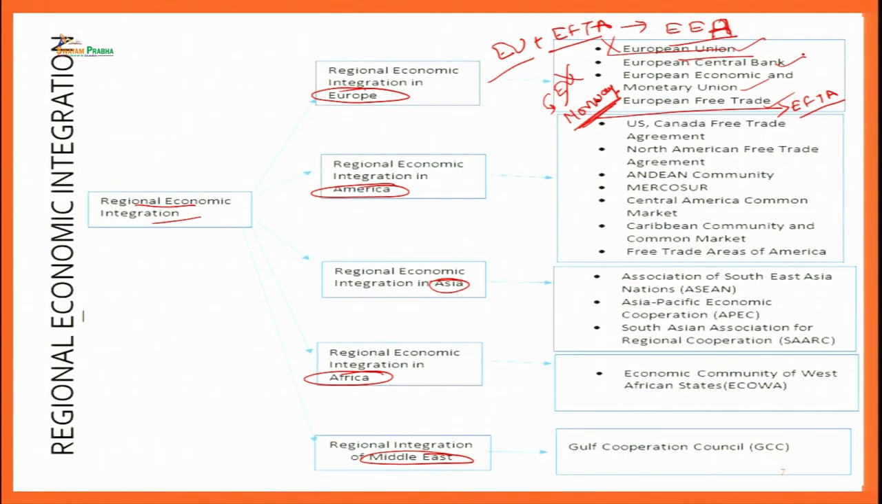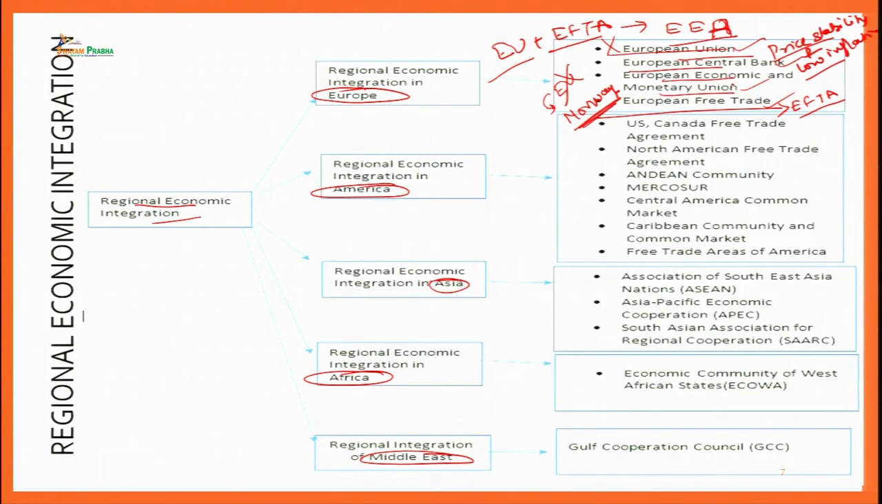The European Central Bank was formed, and the purpose of its formation is to act like a central bank for all the member nations. The perspective is to regulate the flow of currency across the different member countries, bring price stability, and lower inflation. So they are trying to bring price stability and lower inflation, and it is acting like a central bank for all the member nations.